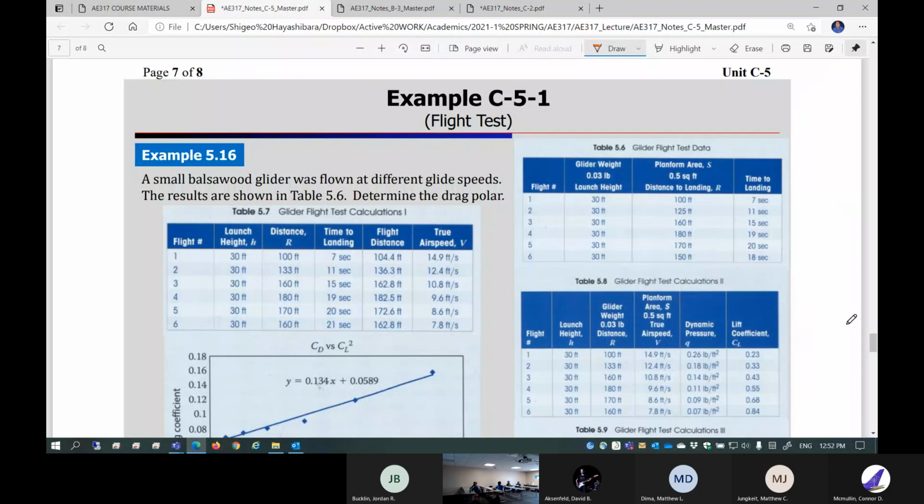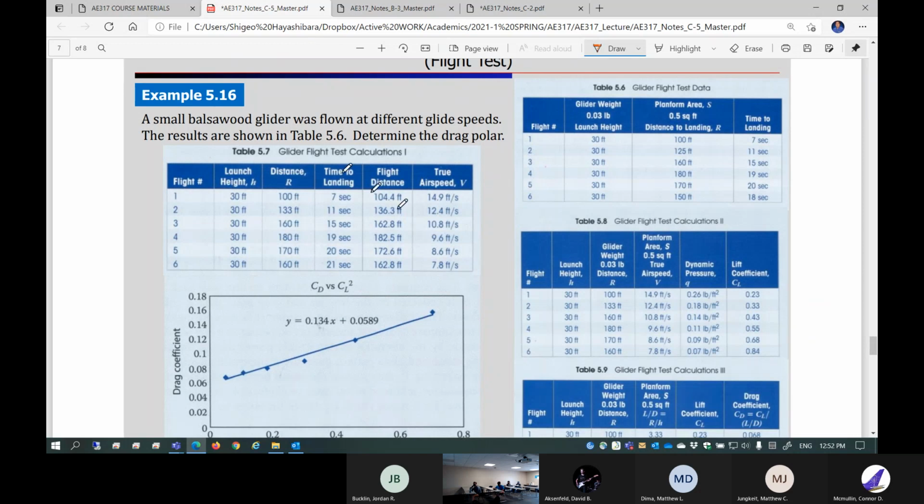A small balsa wood glider was flown at different glide speeds. The results are given in this table, okay? So this was conducted as a total of 6 flights. Everything is launched from 30 feet, and the distance is 100 to 160 feet, depending on the glide path angle. Obviously, you can launch it from a glide path angle of 0 to a steep one. And then you can change the distance, and you can measure the time to landing and the flight distance also, and then you can measure the true airspeed.